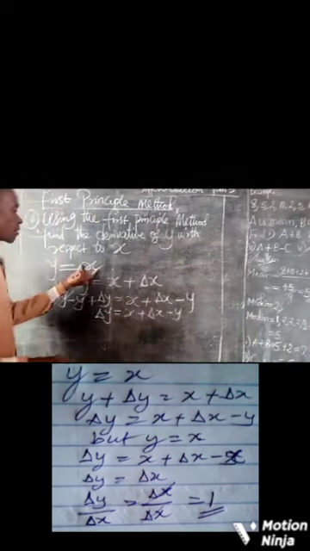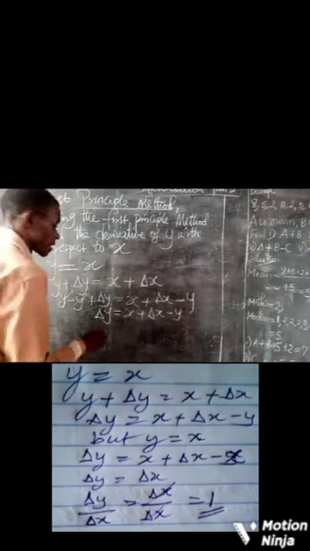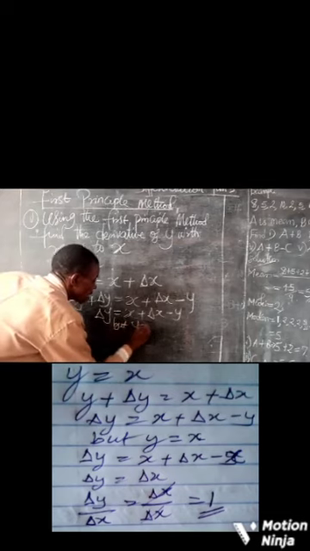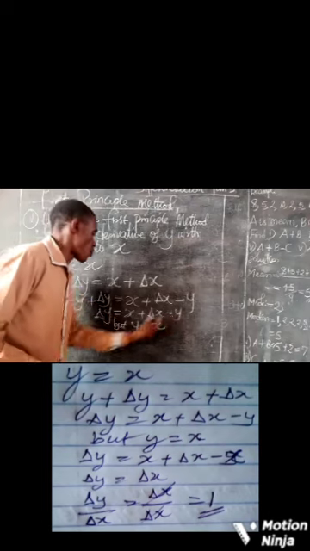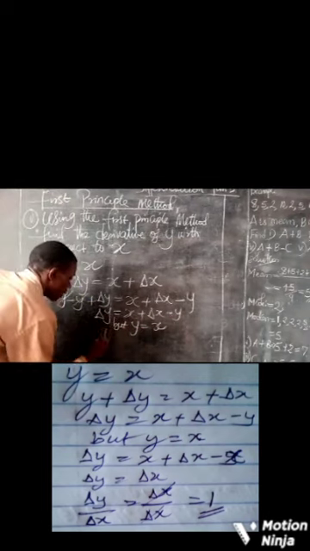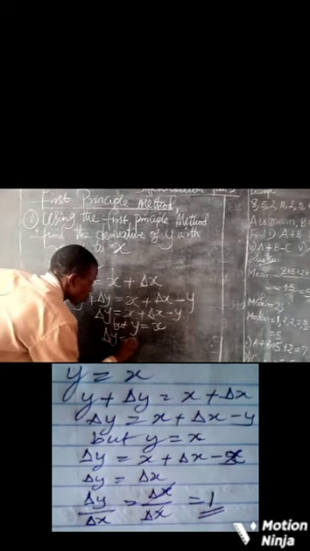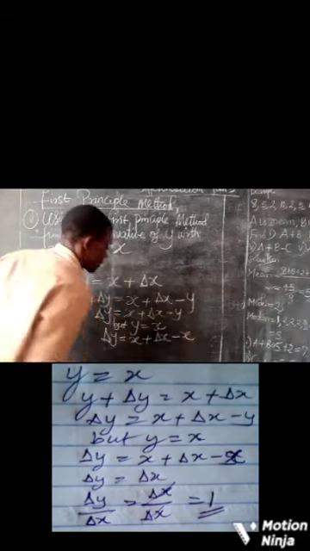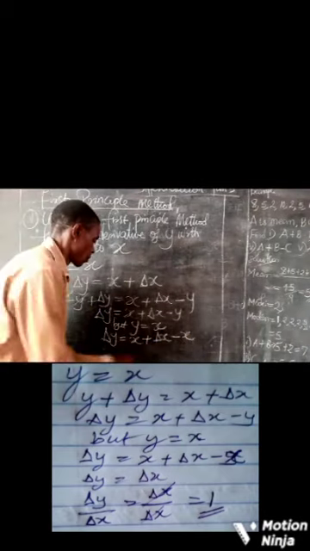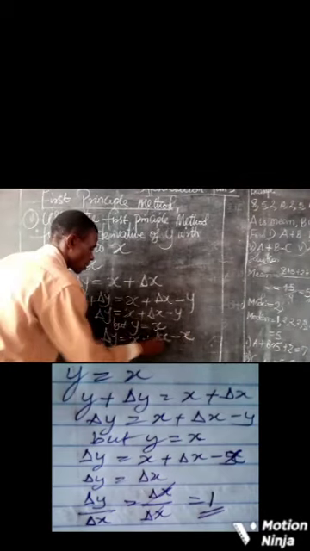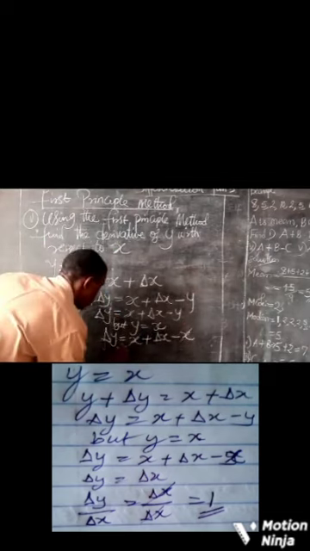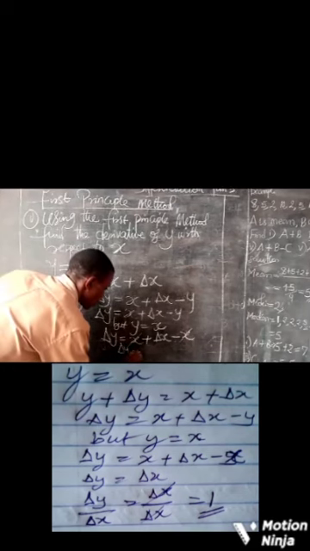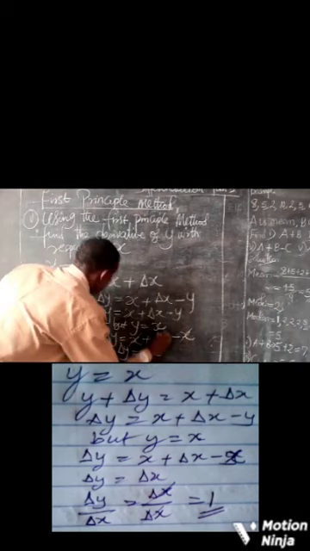And from the equation we'll have that y is equal to x from the expression. Then we'll substitute the value of y, let's say for y. We now have change in y is equal to x plus change in x minus x. So this and this will go. You can see this and this will go. This will cancel this. We'll have change in y is equal to change in x.